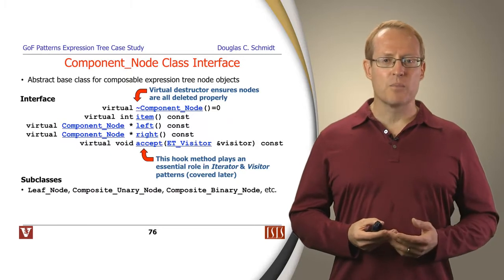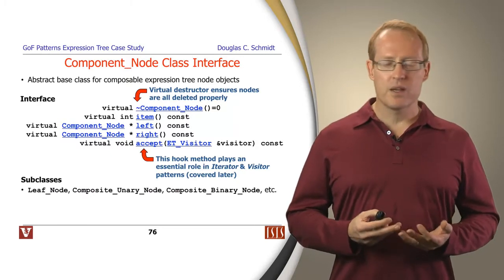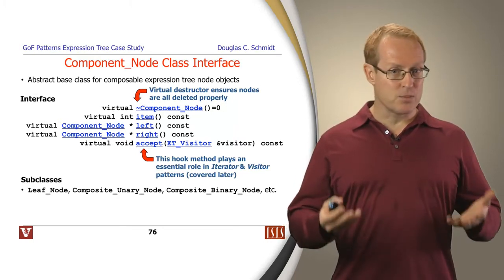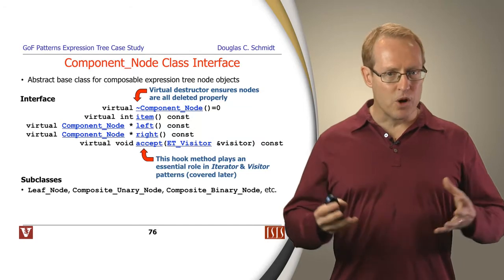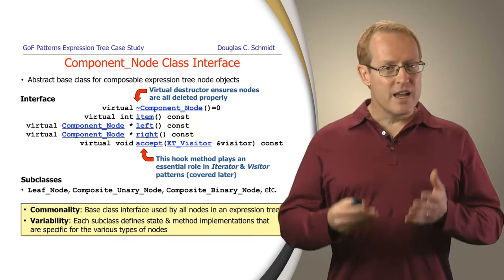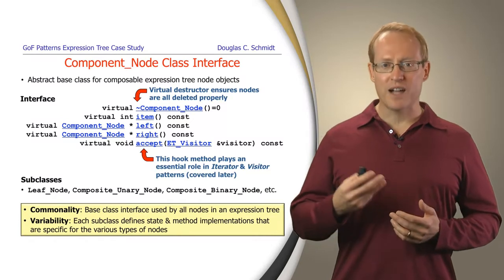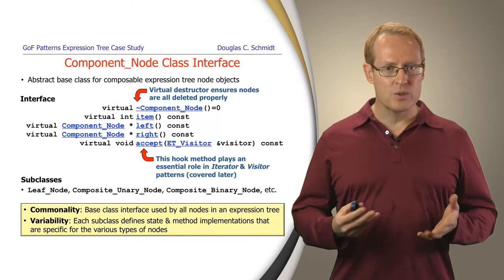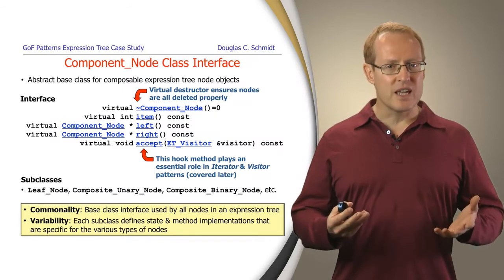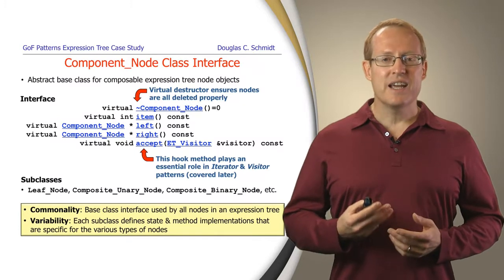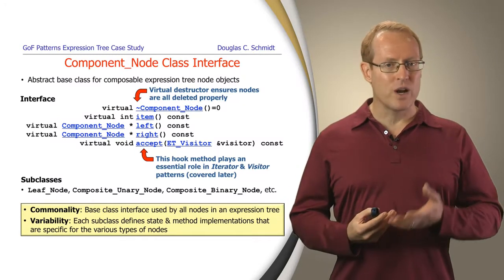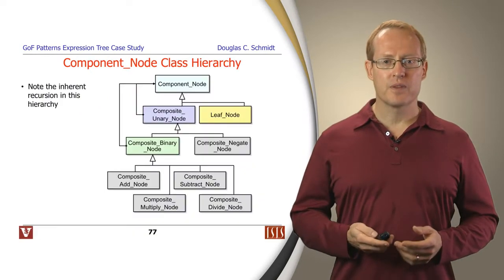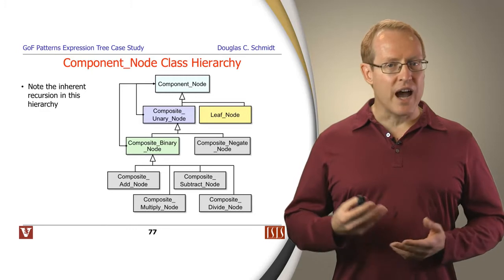The subclasses of component node will include things like leaf node, composite unary node, composite binary node, composite add node, composite subtract node, and so on and so forth. These form the various parts of the composite of the tree. If we step back and analyze this from the point of view of commonality and variability, you can see that this base class interface is used by all the nodes in the expression tree, and the variability, which is also handled in a common way, is to allow each subclass to define whatever state and method implementations are specific for that type of node. Here's an example that illustrates the hierarchy of these nodes.